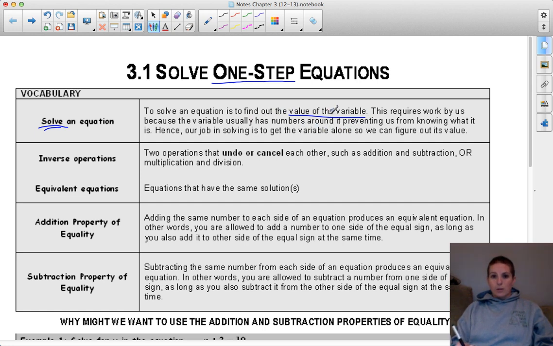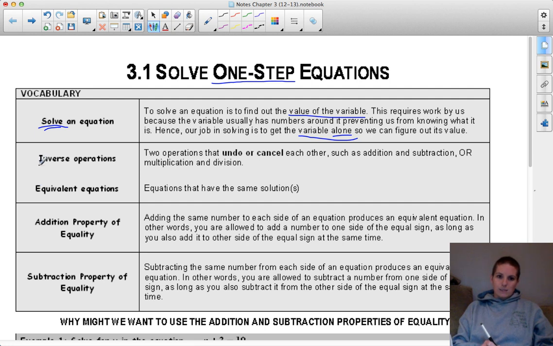Because usually, I like how this is written here. To solve an equation is to find out the value of the variable. This requires work by us because the variable usually has numbers around it, preventing us from knowing what it is. Hence, our job in solving is to get the variable alone so we can figure out its value. I really like that idea of getting the variable alone, and that's really our goal, to find out what number belongs in that place, because that variable is really just a placeholder.